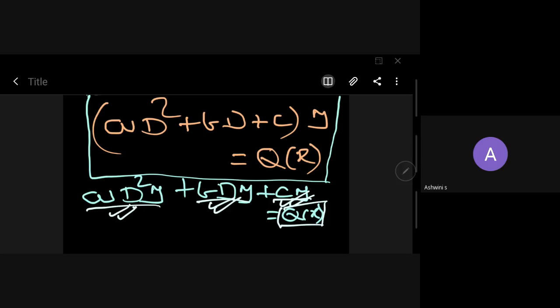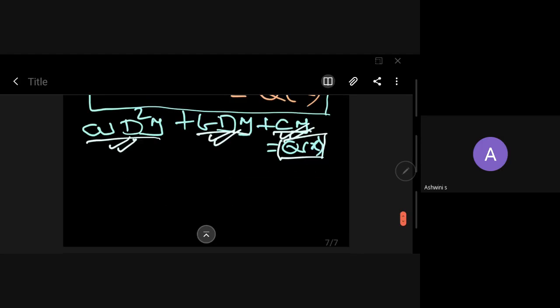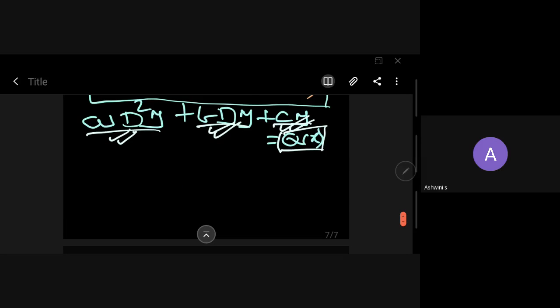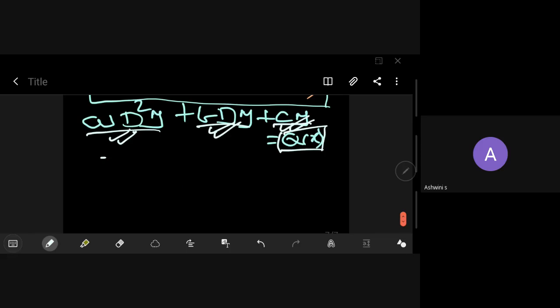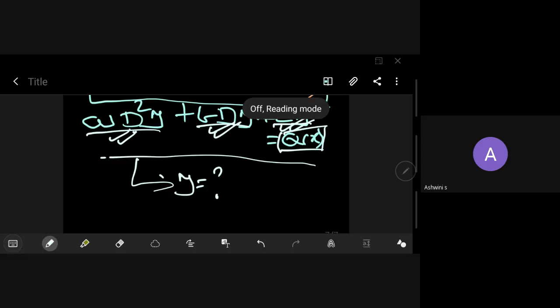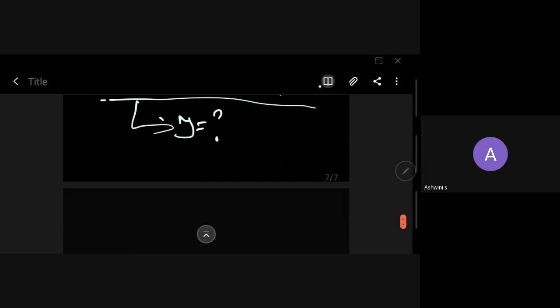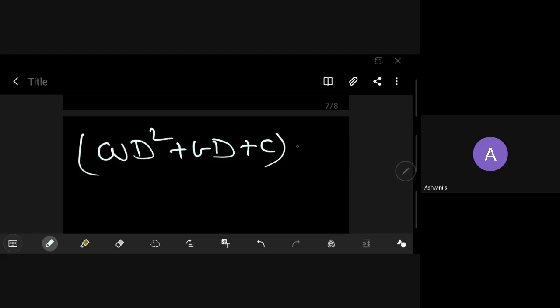For this equation also we need to find a solution. How to find a solution here? By the solution we mean, what is y, if this is given? That is the question. So the first step is that we need to solve a D square plus b D plus c acting on y equal to 0. This is called the homogeneous part. We will solve the associated homogeneous equation.